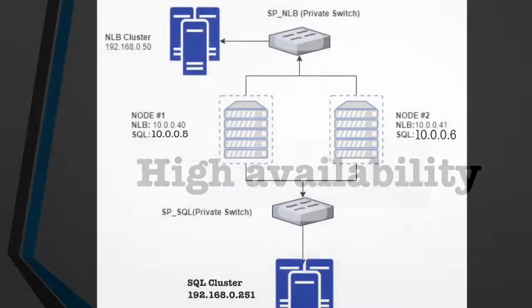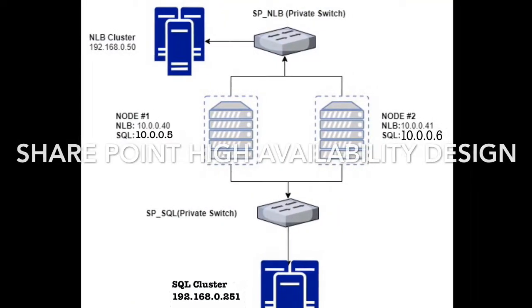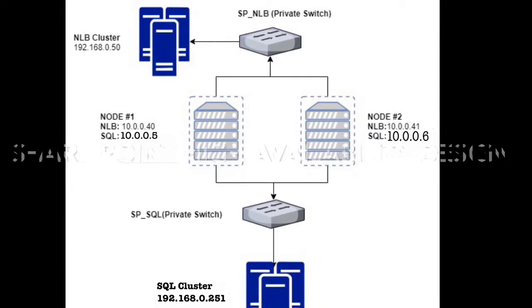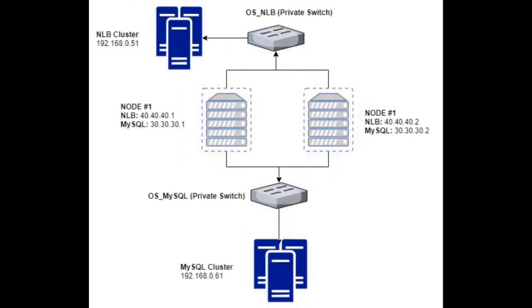We're finally done with the last system. Now we'll be implementing high availability for two systems, SharePoint and OSCommerce. For this purpose, two network diagrams were created to implement two fault-tolerant systems. As displayed in the diagrams, each cluster was connected through a private switch.